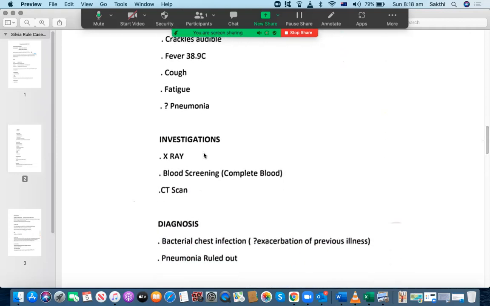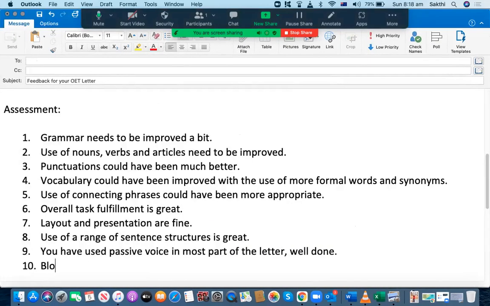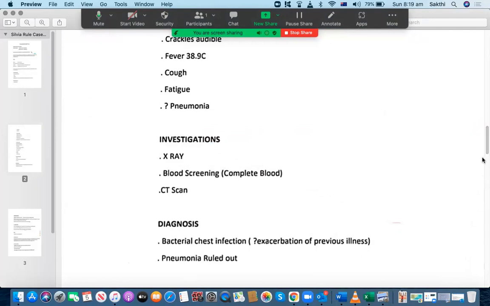And these are the things: X-ray, blood screening, CT scan. She could have used the complete blood screening. I don't know why she hasn't included it. She has used only CT scan and blood screening. The information related to blood screening could have been included. So one case note is missing. All right, let's go through the next one.